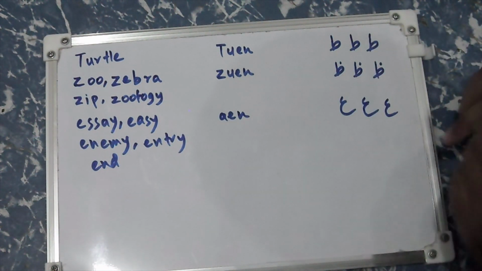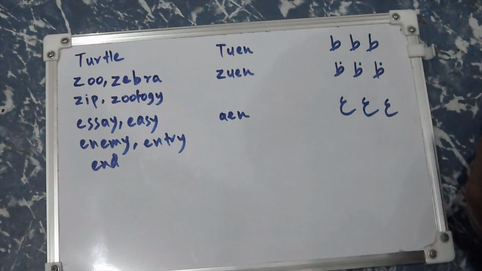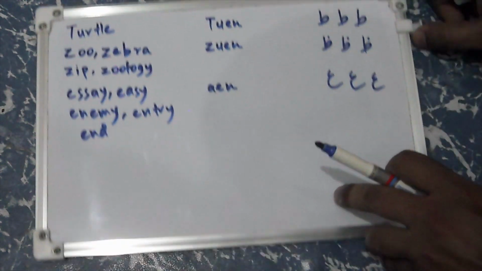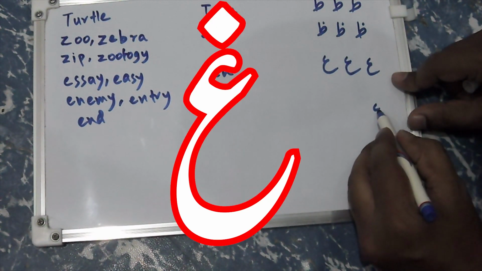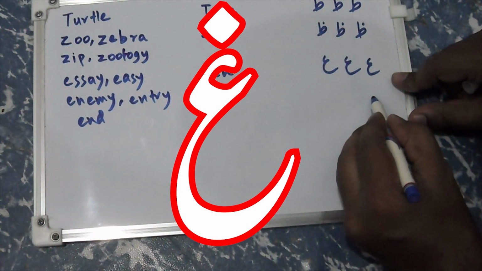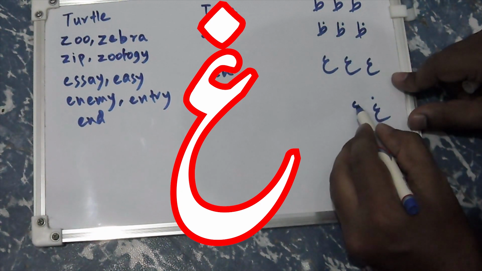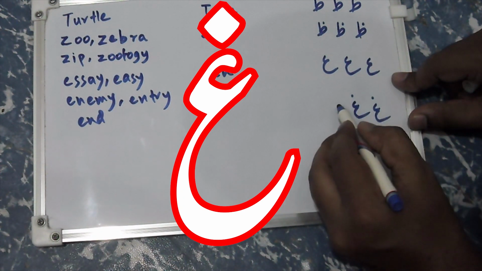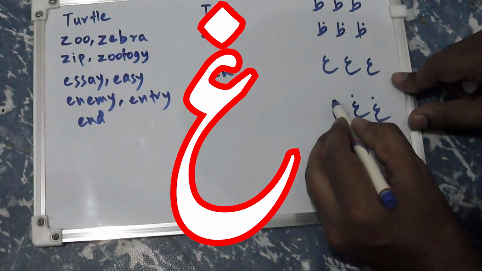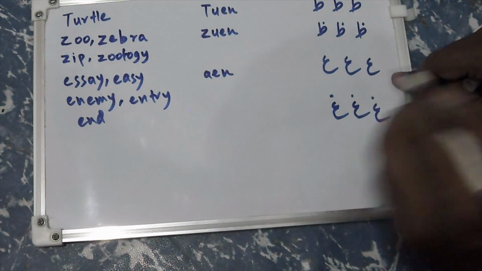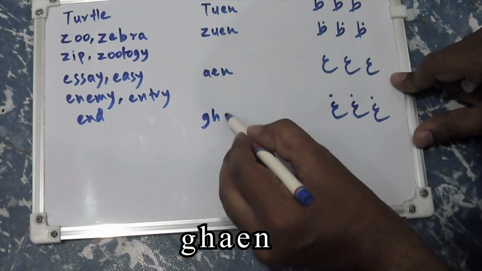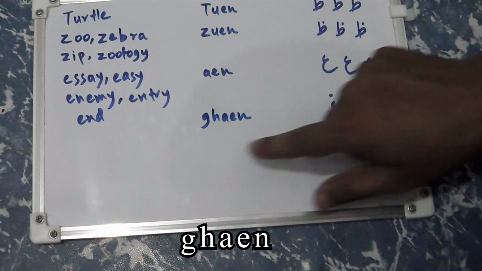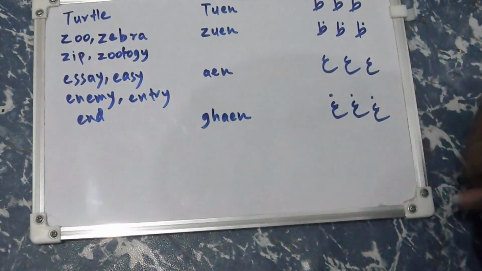Let me tell you that Ain is pronounced from the depth of the throat. And the next alphabet which is similar to Ain is Ghain. It is similar to Ain, but it contains a dot. Okay, Ghain. And it is read as Ghain. I have written it like this: Ghain.